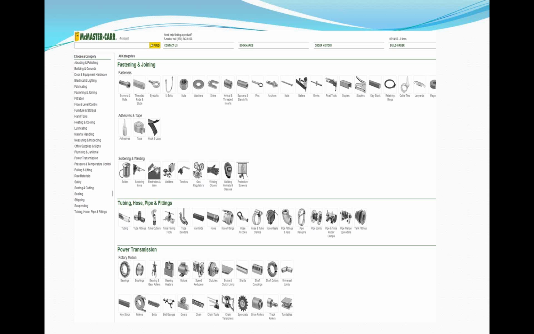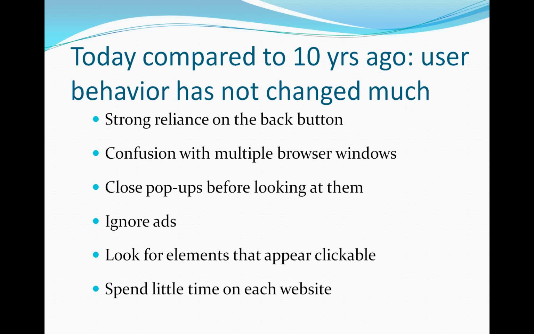So today, compared to 10 years ago, user behavior has not really changed much. There's still a strong reliance on the back button, and there's confusion with multiple browser windows. Users still close any pop-ups before looking at them. They ignore the ads. They look for elements that appear clickable, and they spend little time on each website.